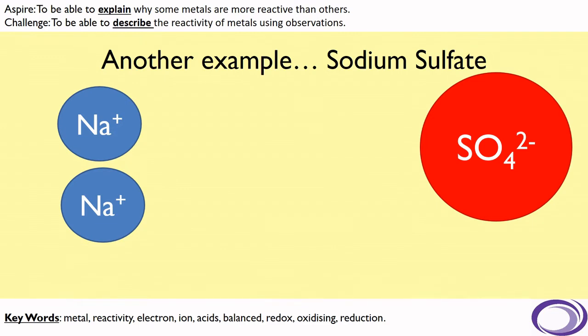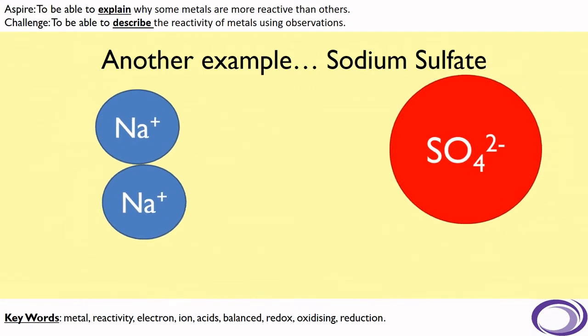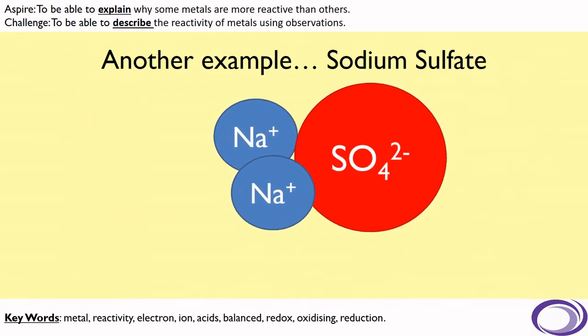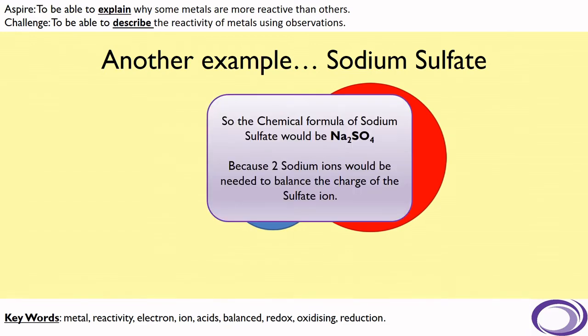So let's have a look at another example, sodium sulfate. Sodium has a plus one charge because it's in group one. Sulfate has a minus two charge, which is why sulfuric acid is H2SO4. So two sodium ions will be needed to cancel out that minus two charge. So the chemical formula of sodium sulfate would be Na2SO4, because two sodium ions are needed to balance that minus two charge.